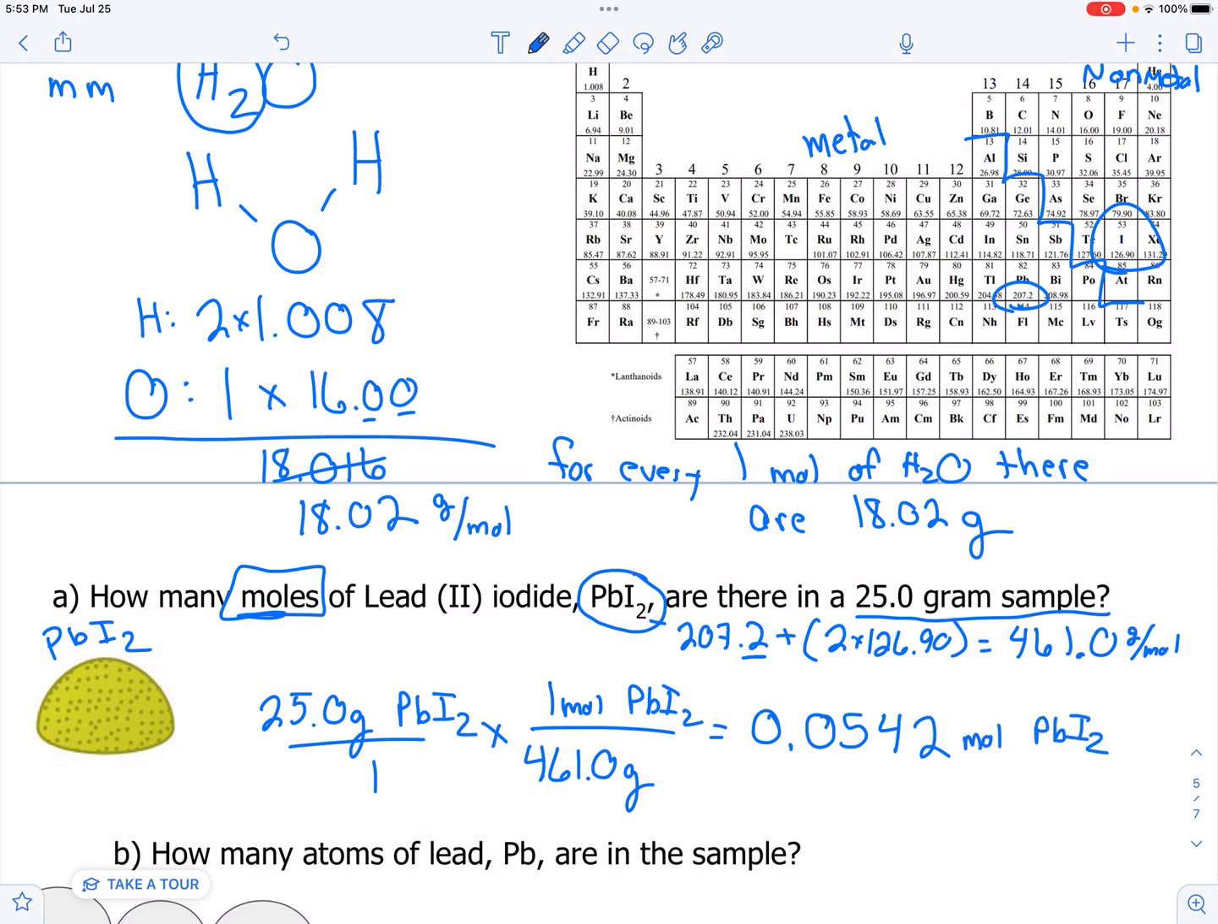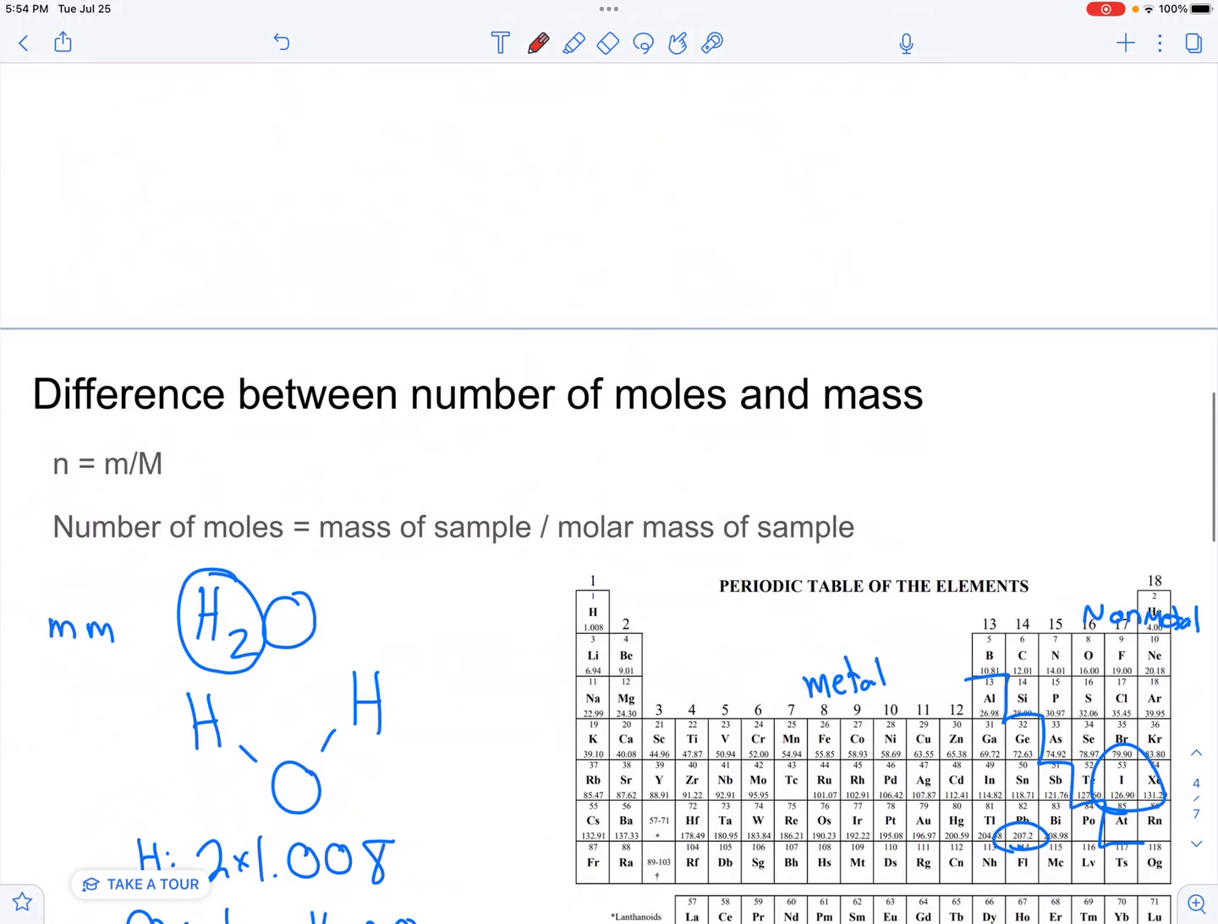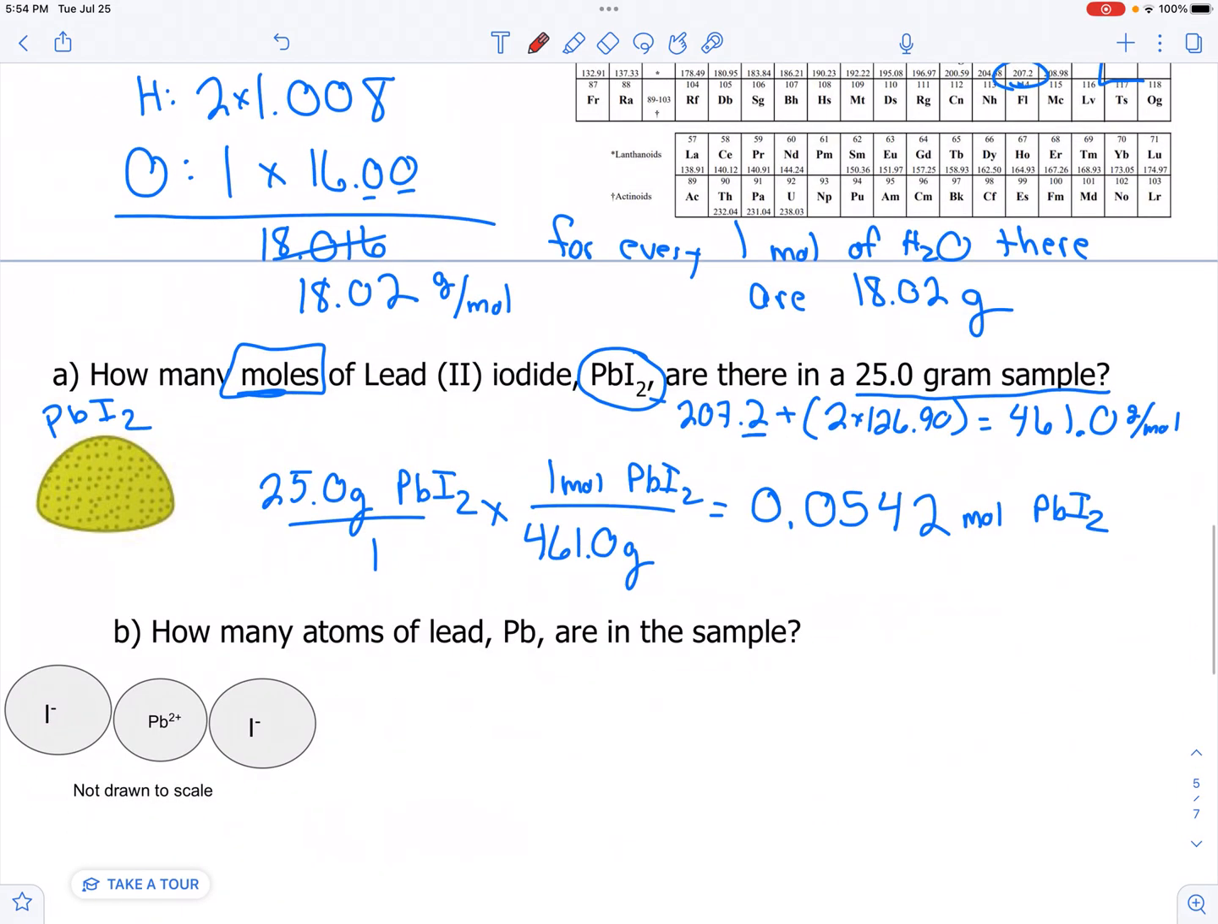Like I mentioned earlier, there's a couple different ways to do it. I could have used the formula right here: number of moles is equal to mass divided by molar mass. So let me just put that over here. N is equal to mass divided by molar mass, so 25.0 grams divided by the molar mass, 461.0. You notice mathematically, I'm going to end up doing the same thing, 25 divided by 461, and that works. So I'm going to get the same answer. Again, I don't care which way you do it.